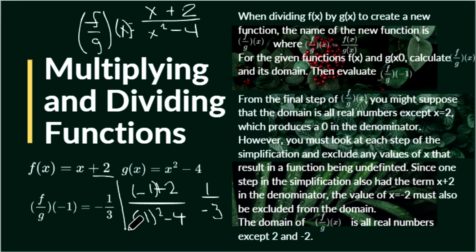So what you have to do is look at this step of the problem and make sure that there are no x values here that are going to create a 0, because those ones have to be excluded from the domain. So we know that 2 has to be excluded from the domain, because 2 squared minus 4 will give us 0. Okay, that one checks out. However, you have to look at each step of the simplification and exclude any values of x that result in a function being undefined. Since one step in the simplification also has the term x divided by 2, where do we have that? X divided by 2.